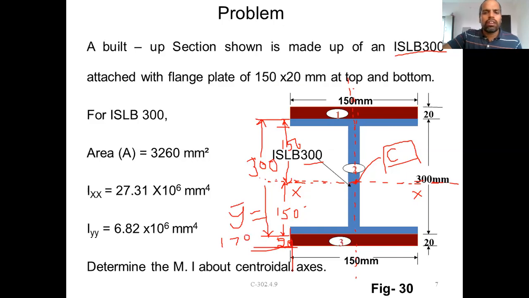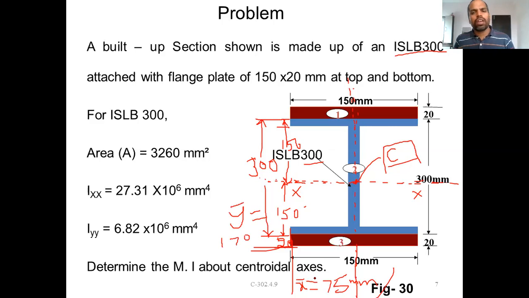Without any calculation, we can say this answer because it is symmetric about the x-axis. Now it is also symmetric about the y-axis, so what is the x bar? It is simpler than the y bar. It is simply half the width: 150 by 2 means 75. That's all, x bar equal to 75. Half of your problem is over. Centroid calculation is very simple.